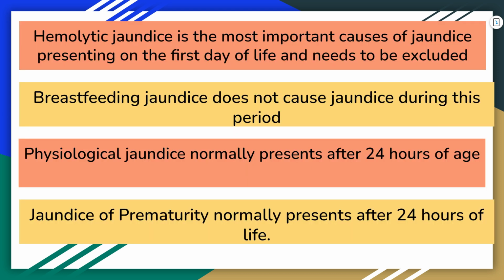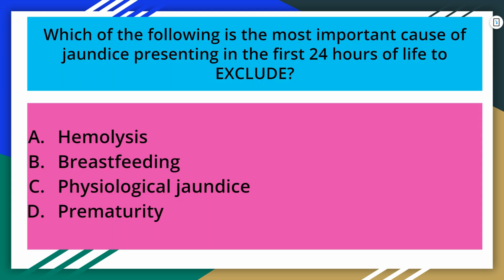Hemolytic jaundice is the most important cause of the jaundice presenting on the first day of life and needs to be excluded. Breastfeeding jaundice does not cause jaundice during this period. Physiological jaundice normally presents after 24 hours of life, so that is not an option. And jaundice of prematurity normally presents after 24 hours of life. So, the correct answer to this question is option A, hemolysis.